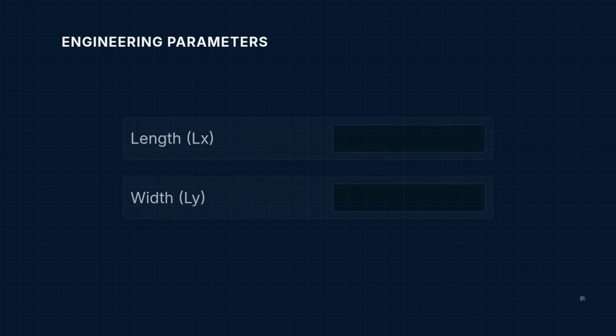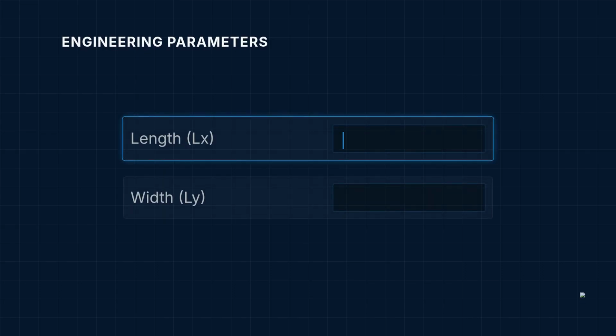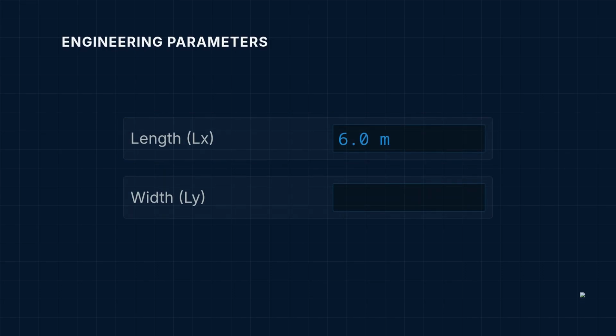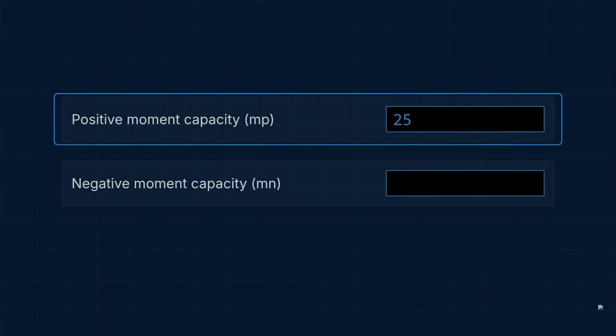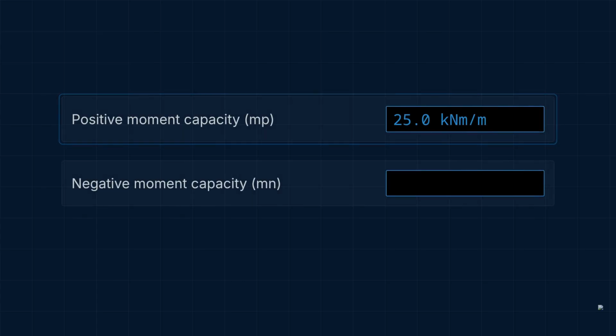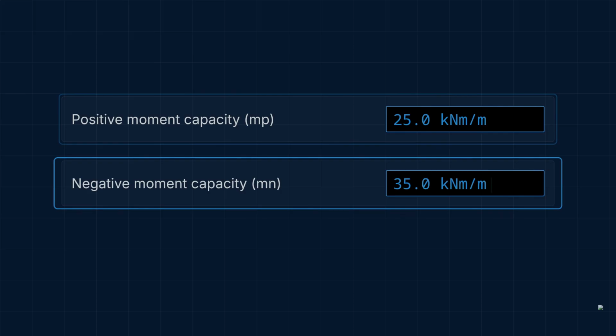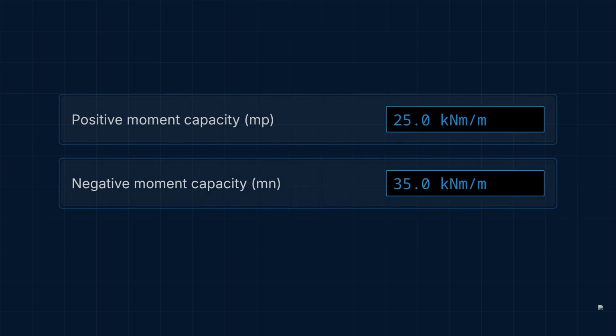Now we enter our parameters. Length Lx is 6.0 meters. Width Ly is 4.0 meters. Positive moment capacity Mp is 25.0 kilonewton meters per meter. Negative moment capacity Mn is 35.0 kilonewton meters per meter.